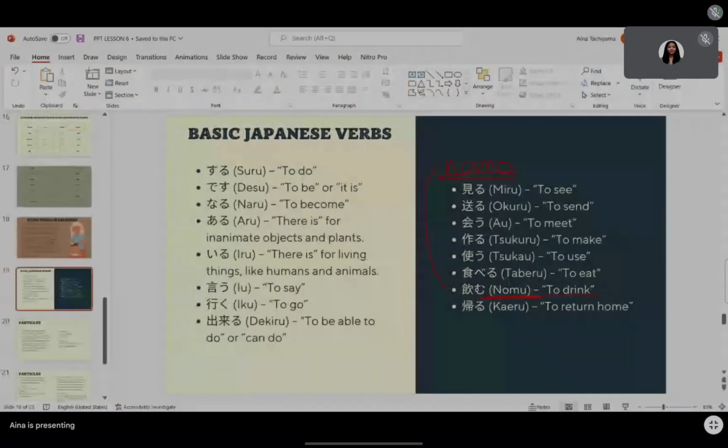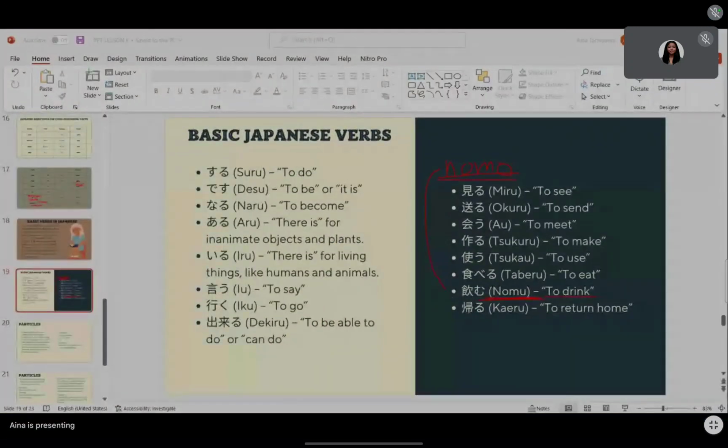Okay, so wait lang po, may pumapasok. Okay.